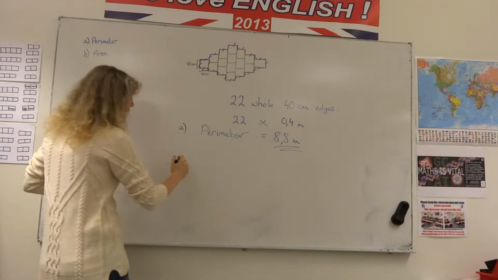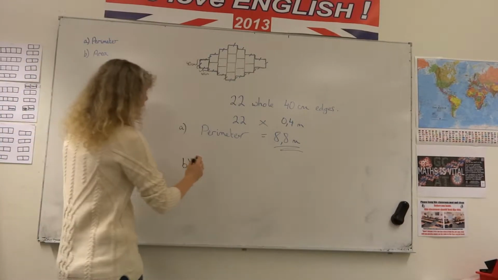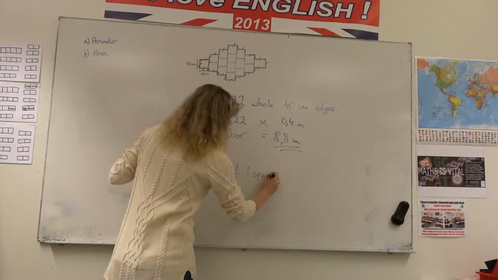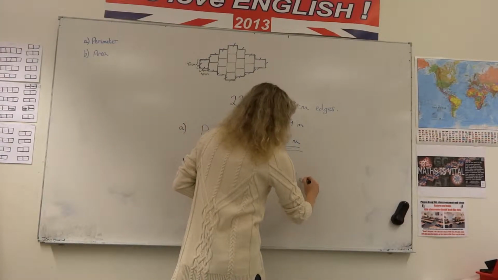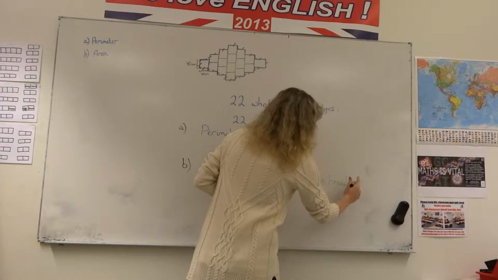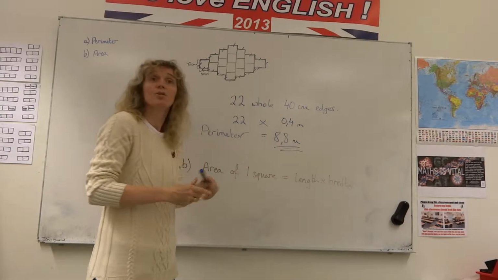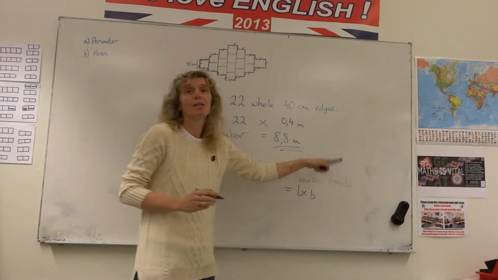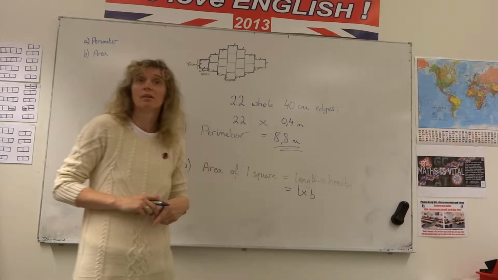The area then, well, to get the area, I need to first work out the area of one square. I get that by using my formula for area of a rectangular shape, which is length multiplied by breadth. First time I write it, I use the name. But then underneath, I now put my symbols. I don't want to write length and breadth everywhere. So I put in my symbol. L is for length and B is for breadth.